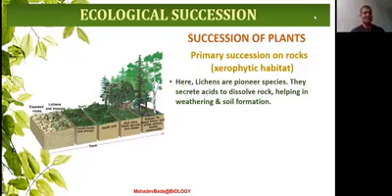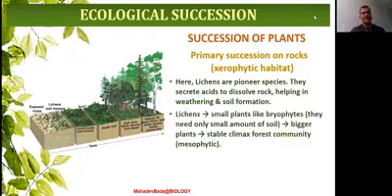They secrete acid to dissolve the rock, helping in the weathering of the rock layer, which leads to the formation of the soil. That's what the lichens will do here. You can see how it moves on, from lichens to small plants like bryophytes.